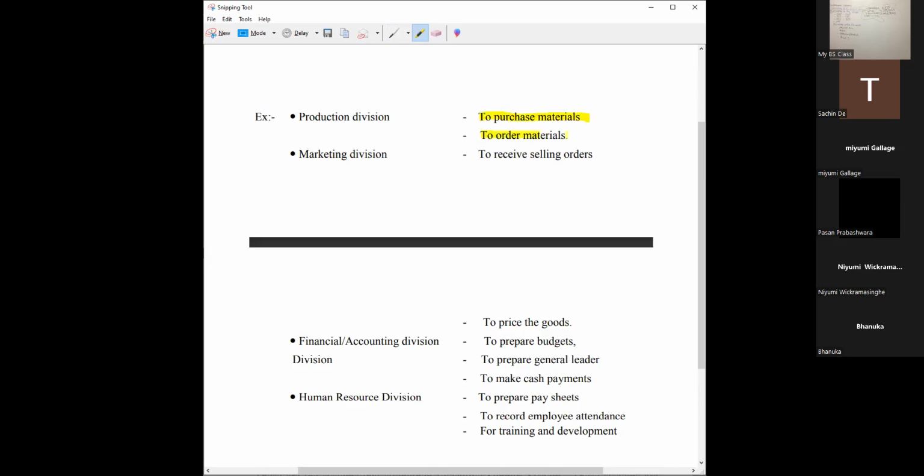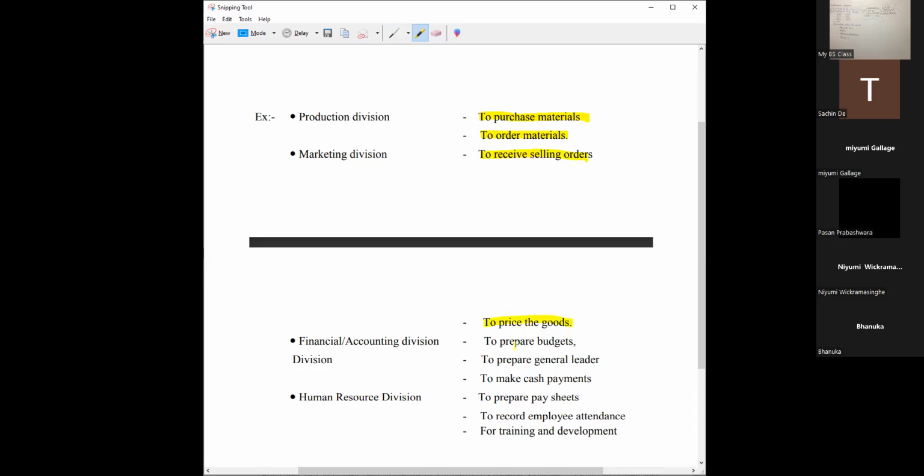have a system like that, because they will be using it on a daily basis. For the production division, purchasing material is one of their daily tasks, right? Ordering materials, that is a daily task. When you come to the marketing division, receiving the sales orders is a daily task. Pricing the goods is a daily task.